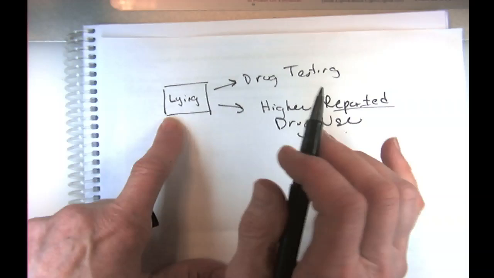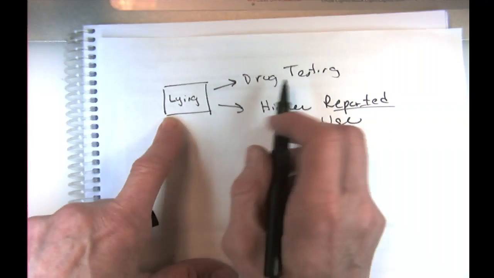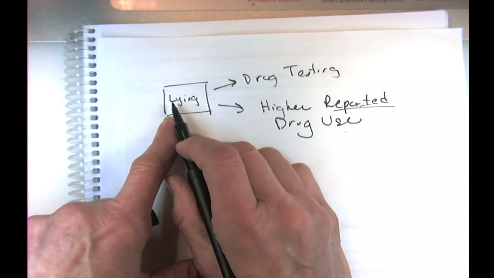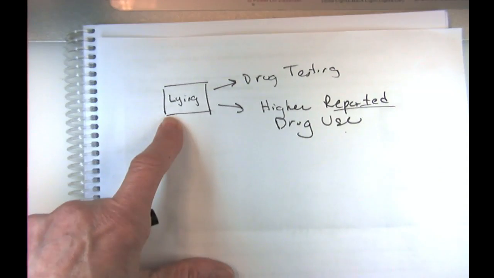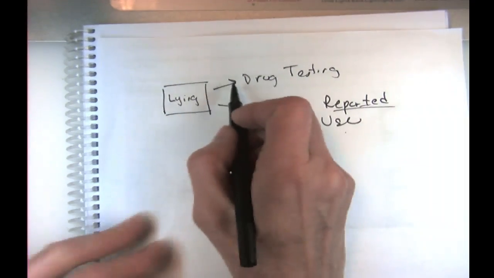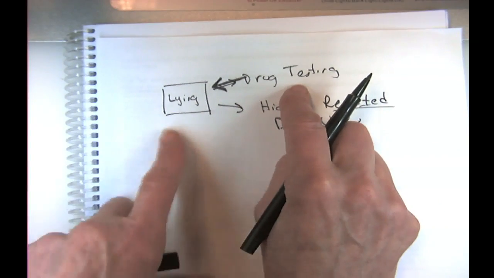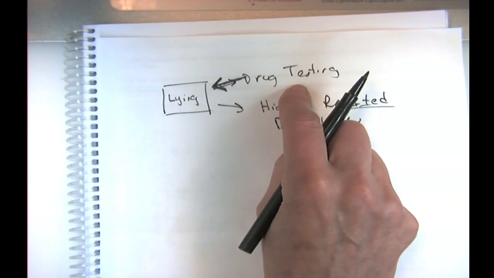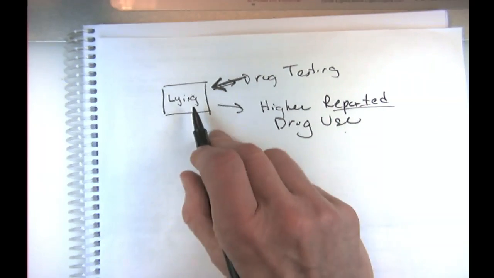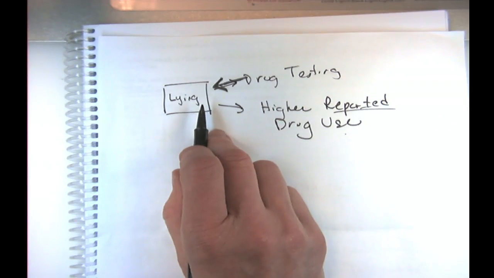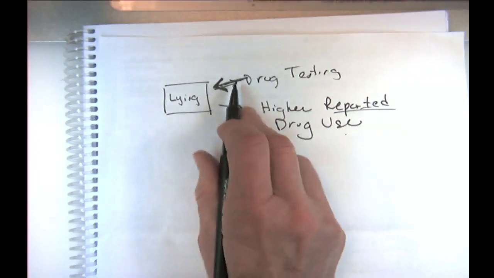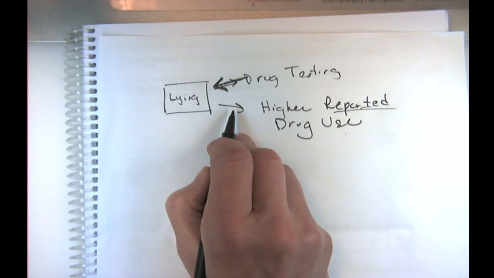No, it didn't cause the drug testing. Did the drug testing cause the lying? Well, it might have, if there was no difference beforehand in the lying, but because there is that drug testing, people get scared and it causes them to lie more. Well, that would be kind of a causal link and not a confounder, right?